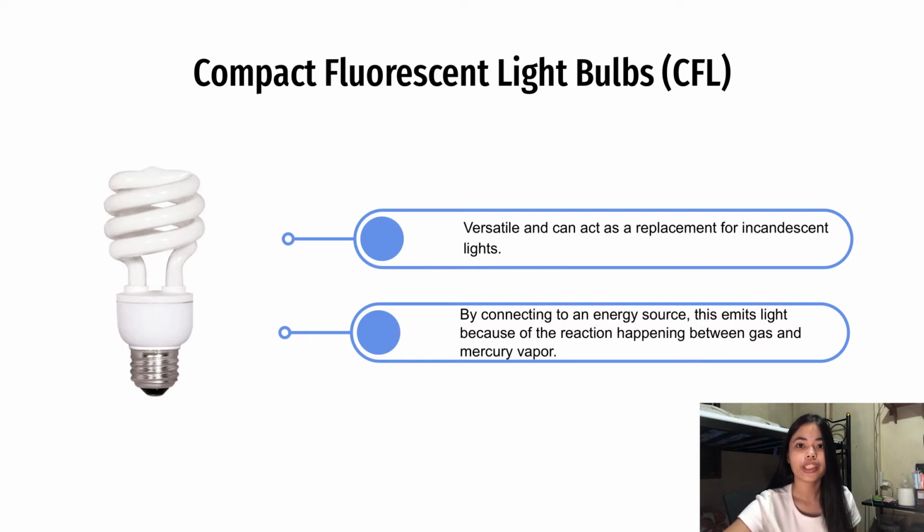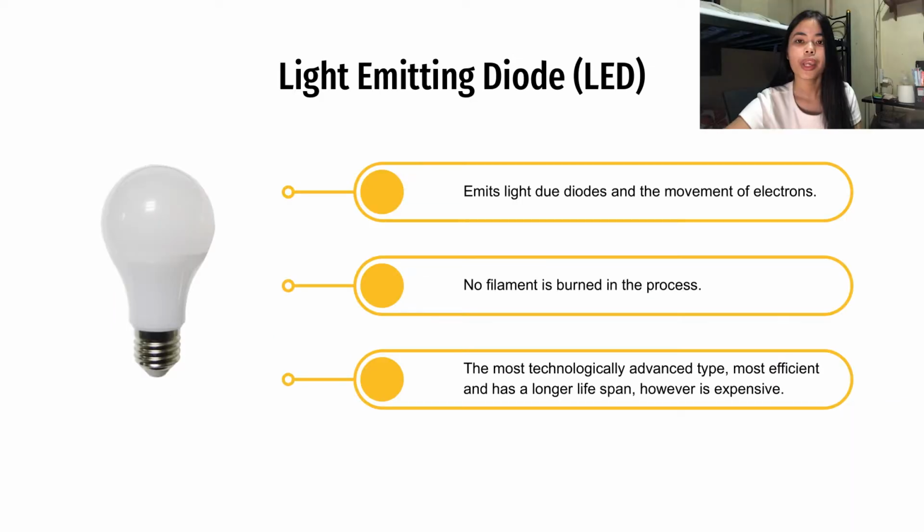This works by connecting it to an electricity source which excites the mercury vapor inside the coil and then emits visible lights. Next, we have the light emitting diode or LED. LED works also similar to the two in which a current is connected to produce light. However, no filament is burned out in this type, making it more efficient. This is more expensive but has a longer lifespan compared to incandescent and fluorescent.